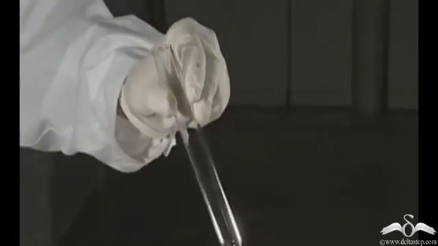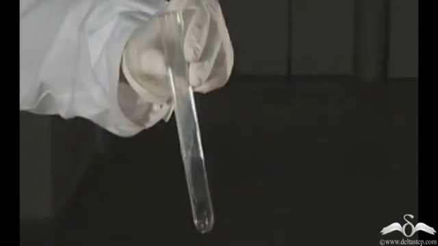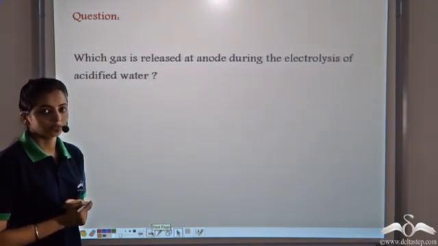So the gas at cathode burns with a pop sound. So it proves that it is hydrogen, and oxygen, which is released at anode, it rekindles a glowing splint. So this verifies that the gas released at anode is oxygen. Which gas is released at anode during the electrolysis of water?